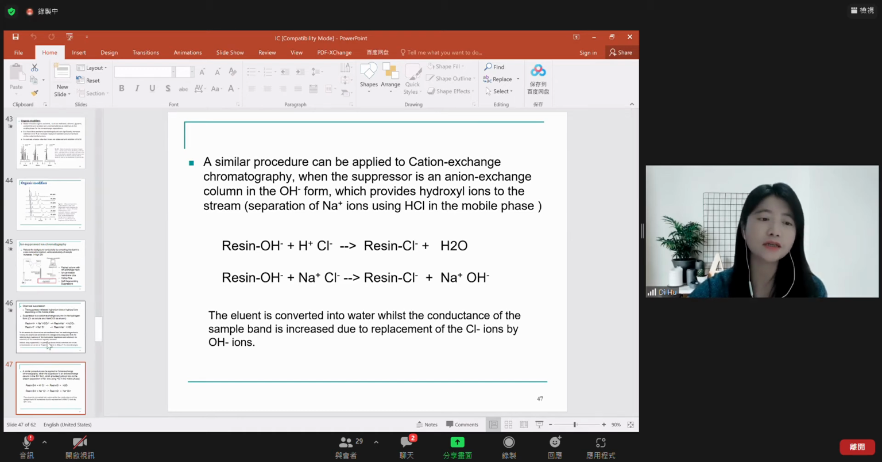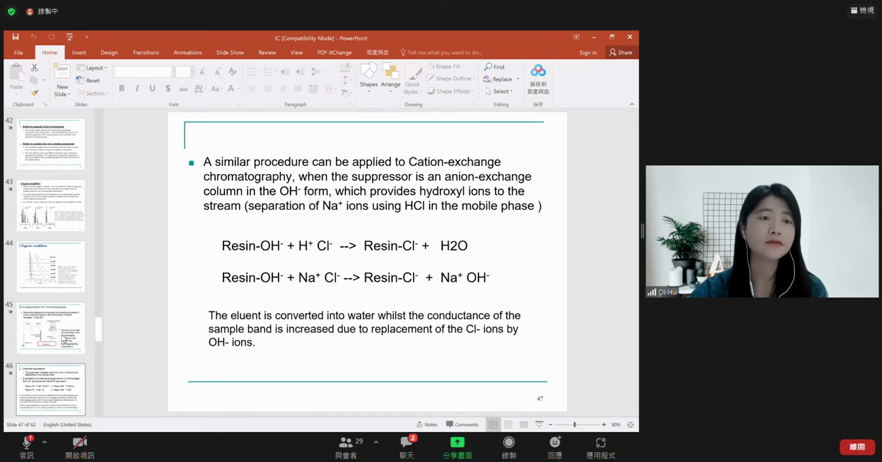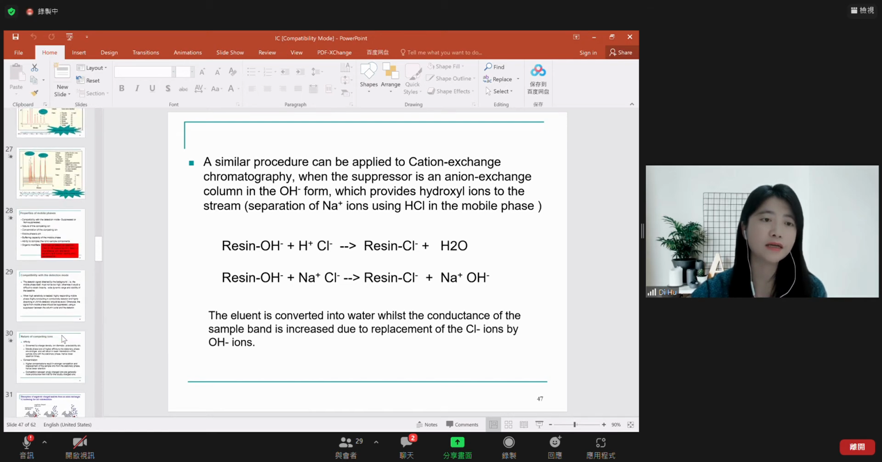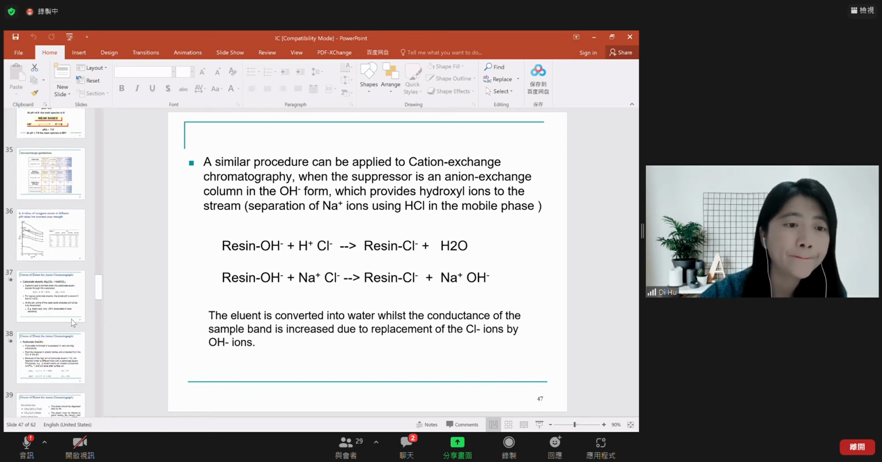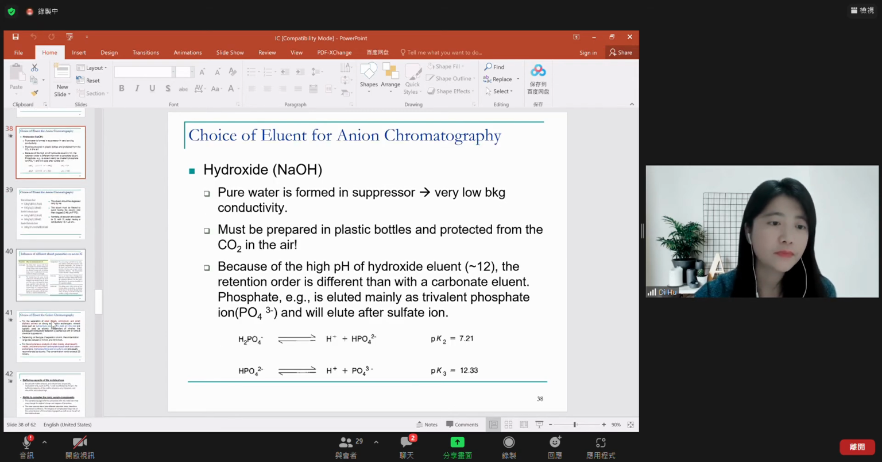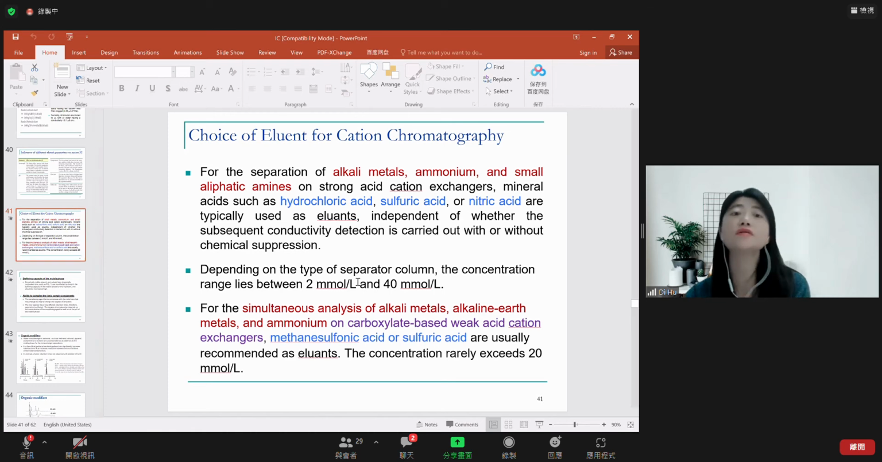So this is something that you have to know and have to understand. That is the solution we use, and we also mentioned that.